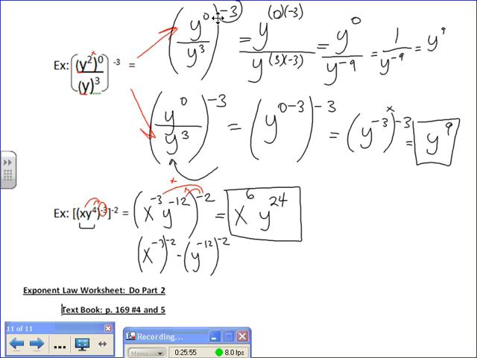I'd like you to try your worksheet number 2 now. So this is the exponent law worksheet 2. You can ignore the textbook questions here and just go ahead and try your worksheet.